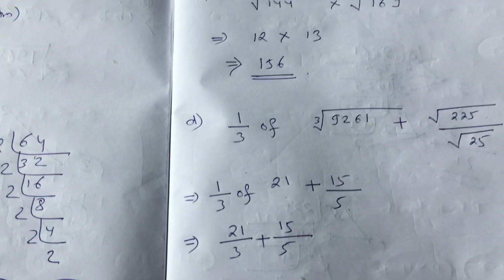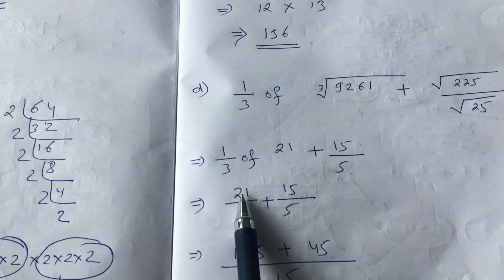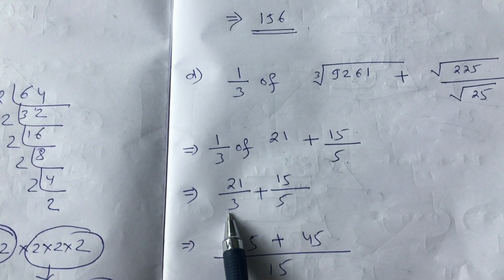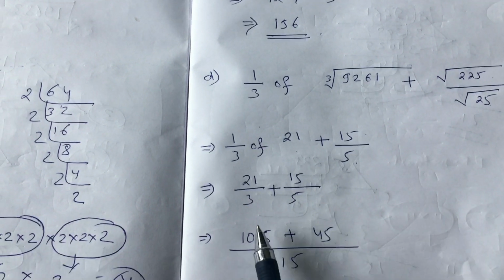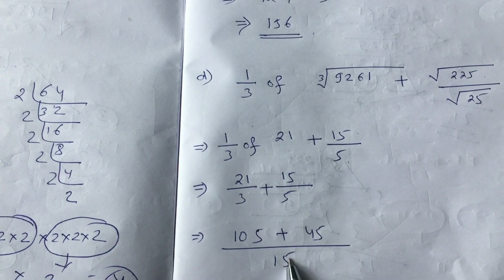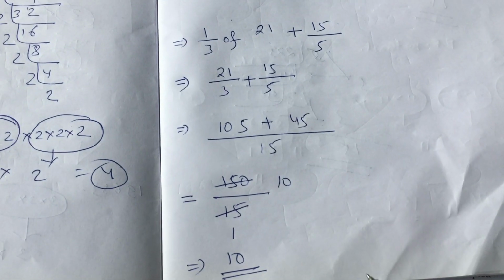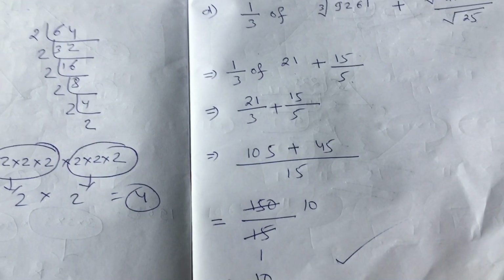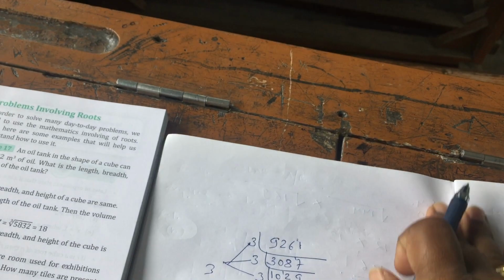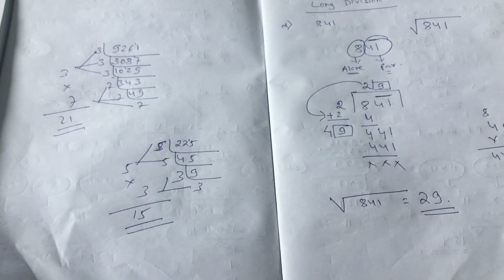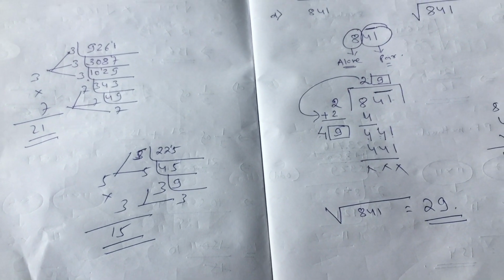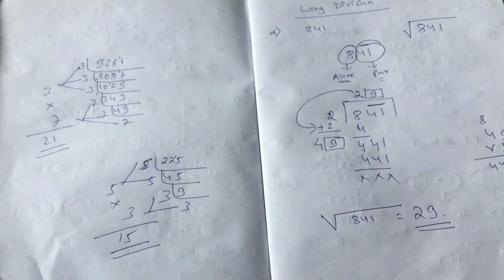It is done. Then 21 and 1 get multiplied as 21, and the denominator is 3, and 15 by 5. Then take out the LCM of 3 and 15 and finally solve this. It's a fraction portion which you have done before. So with this class 7, you will easily be able to do exercise 5.3.